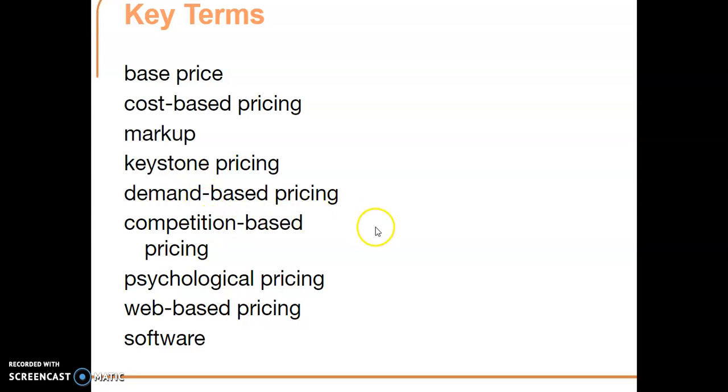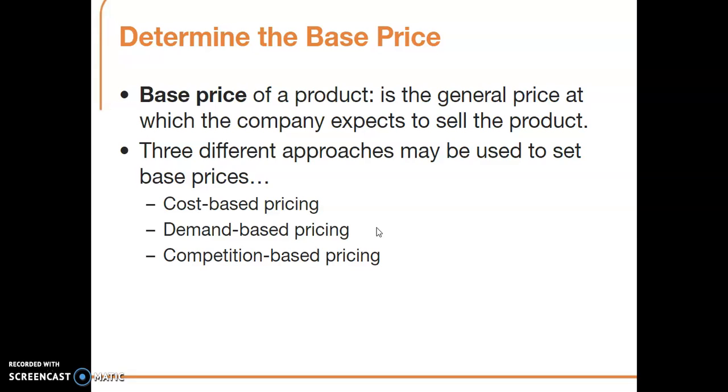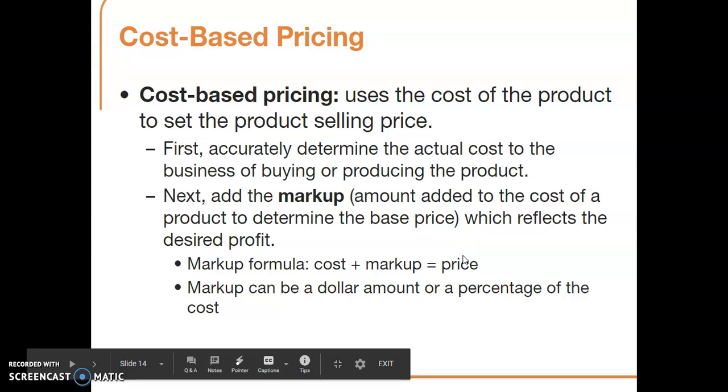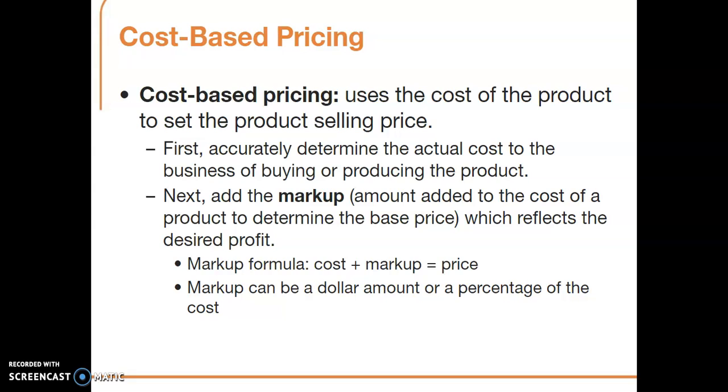So the first thing we're going to talk about is, well, what exactly is the base price of a product? The base price of a product is the general price at which the company expects to sell the product. But there are different approaches to setting the base price. We're going to go over each of these: cost-based pricing, demand-based pricing, and competition-based pricing. So cost-based pricing uses the cost of the product to set the selling price.